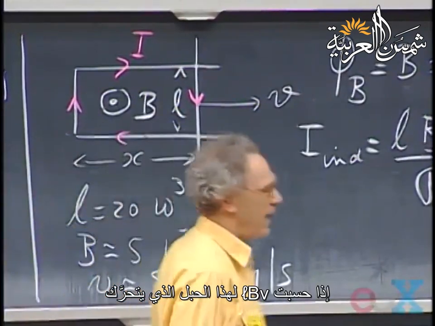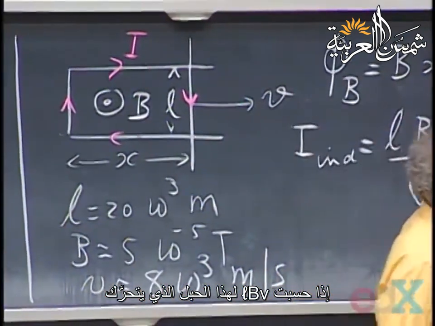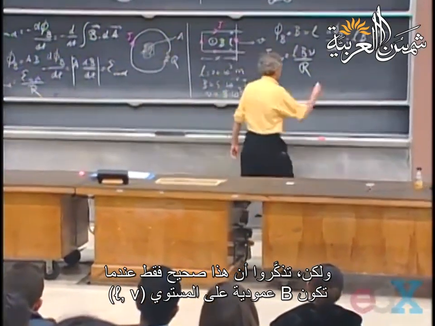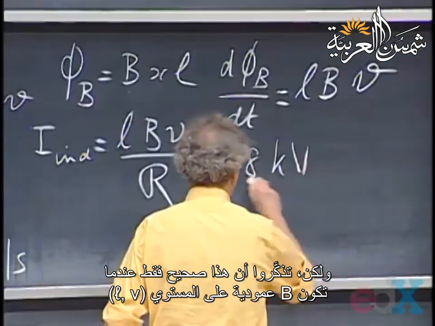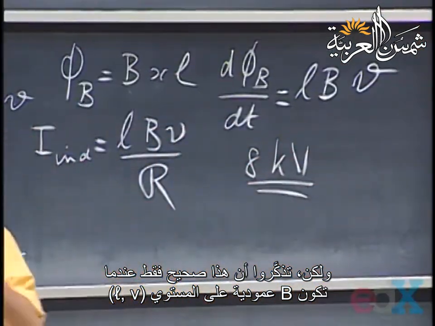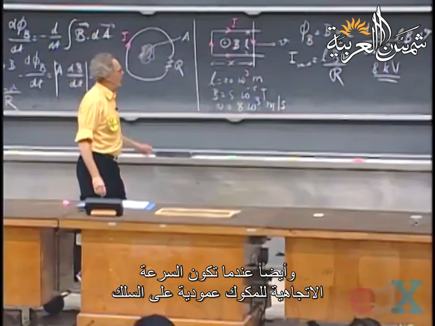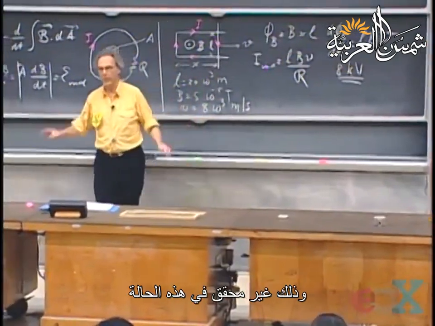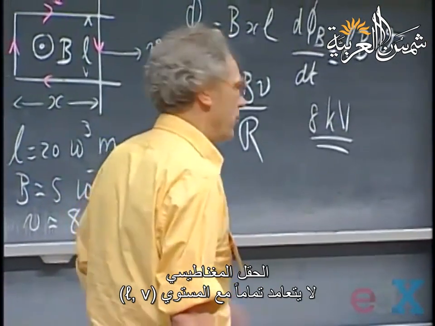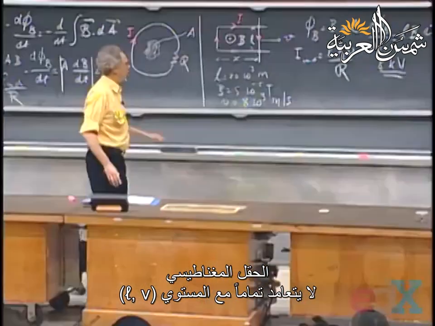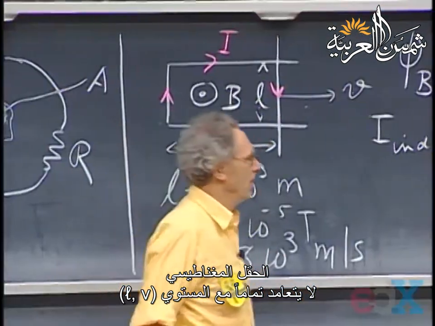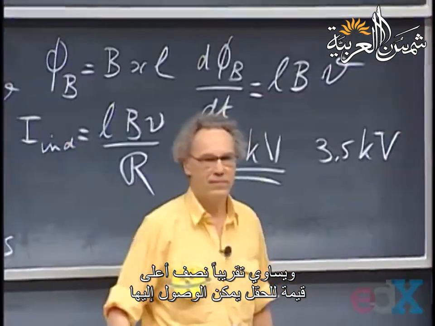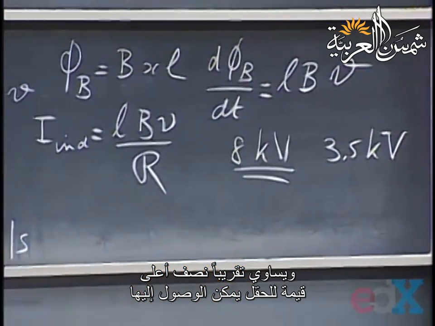If I calculate for this tether moved around, if I calculate LBV, I would get 8 kilovolts. However, keep in mind that that is only correct if B were perpendicular to the plane through LV, and also if the velocity of the shuttle were perpendicular to the direction of the wire. None of that is the case. The magnetic field, where they were, is not exactly perpendicular to the plane through V and L. And so what they observed was 3.5 kilovolts, about half of the maximum that you could achieve.